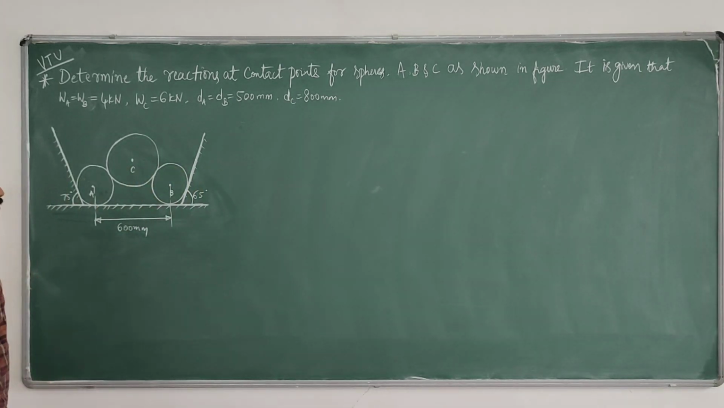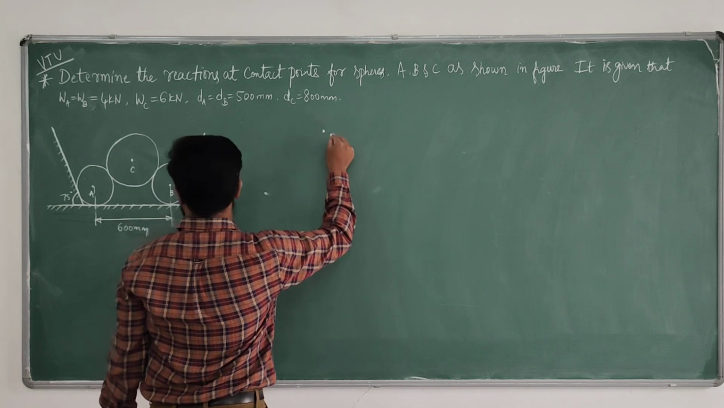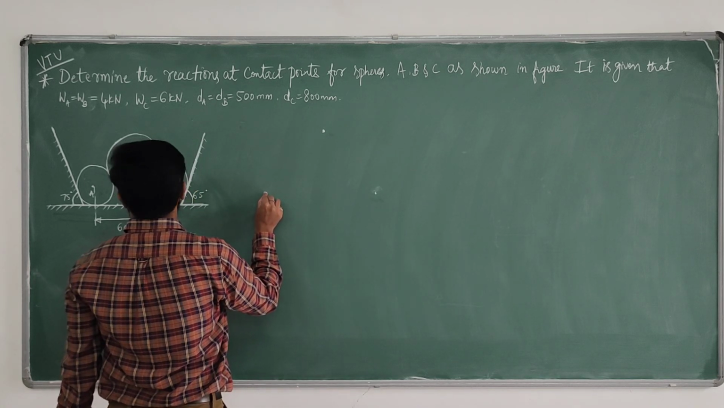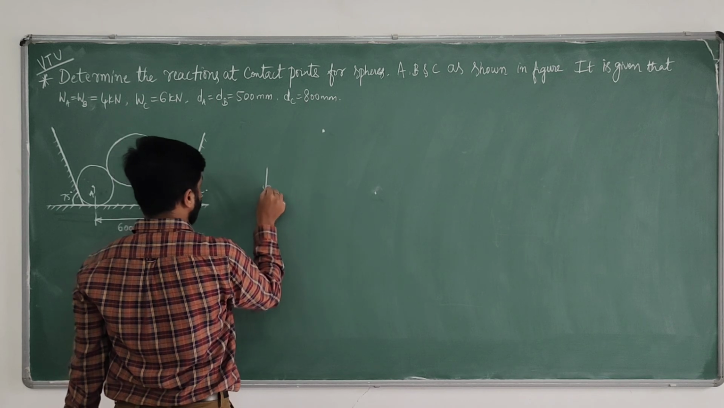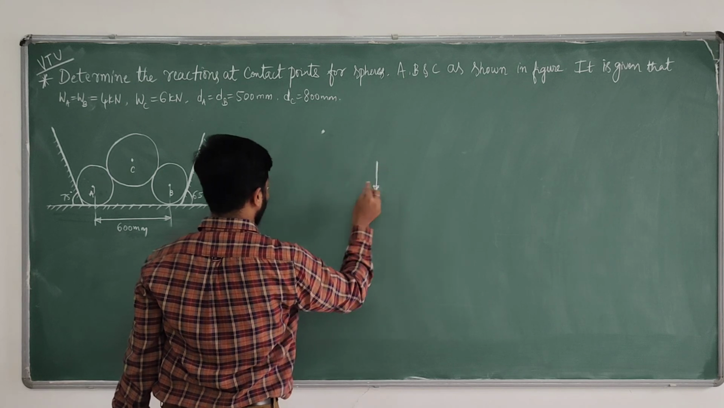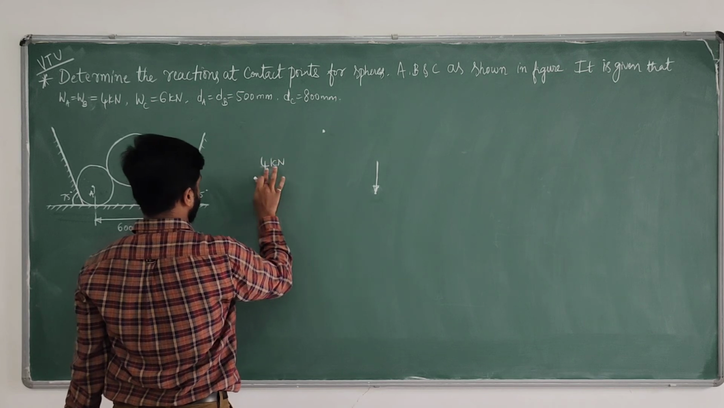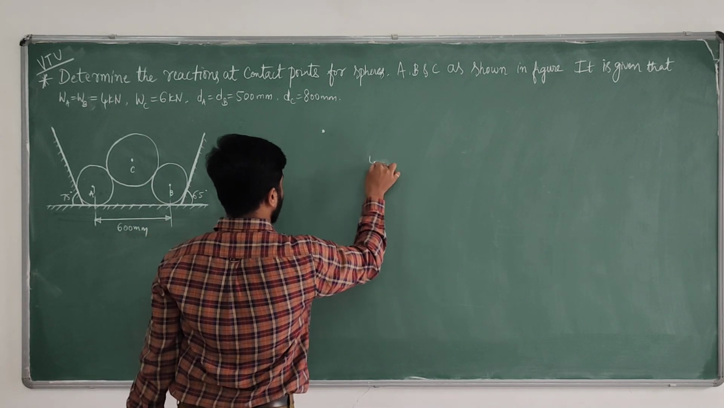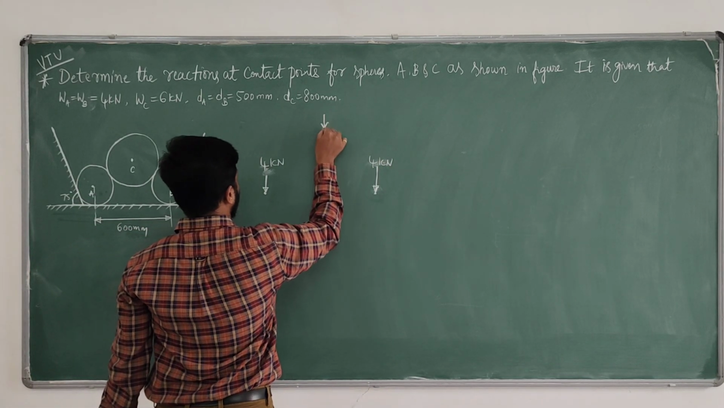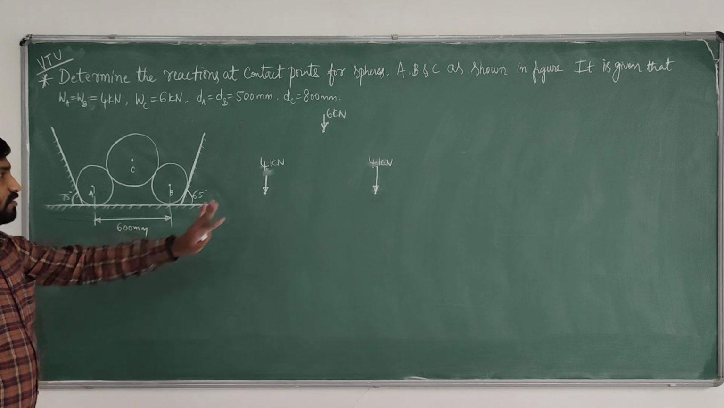So first we will try to write the free body diagram. For this, I will take three spheres: sphere A here, sphere C here, and sphere B here. First, what is the weight of the spheres? WA equals WB, both are 4 kilonewton. And WC weight is 6 kilonewton. So these are the sphere weights.